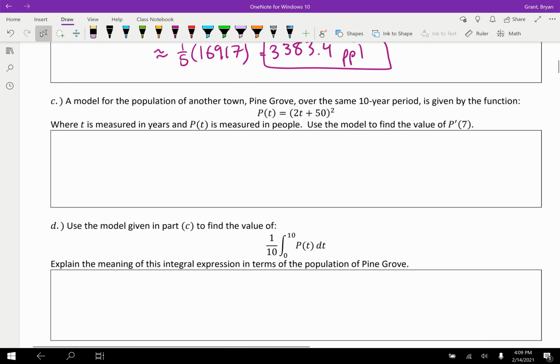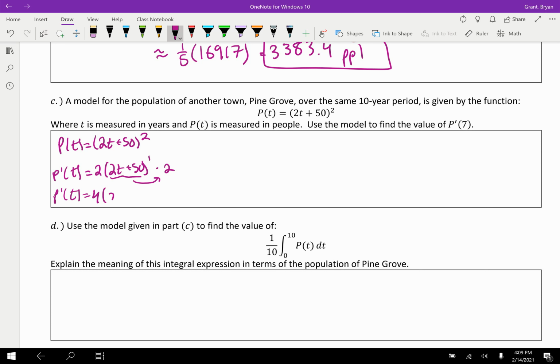Now, I am well aware that you can say, ooh, cool, P of t is this, and it's not a bad thing to practice your derivative rules. And you're like, P prime of t, we do d dt of each side is 2 times 2t plus 50 to the first times the derivative of the inside, which is 2. And so cleaning this up, we get 4 times 2t plus 50. That's great.